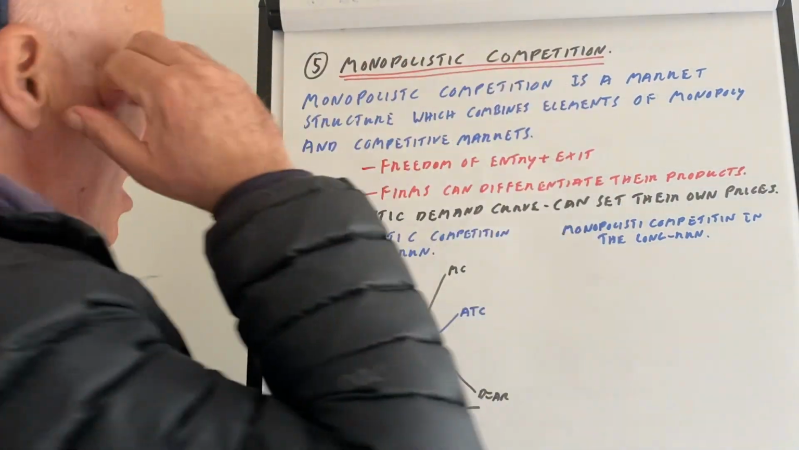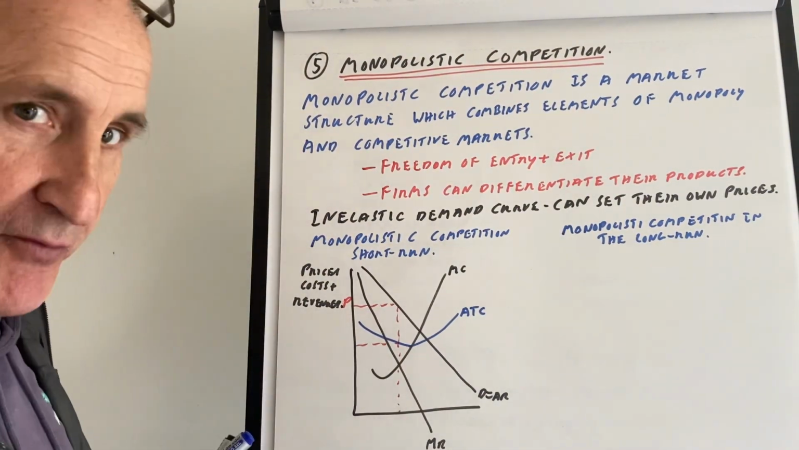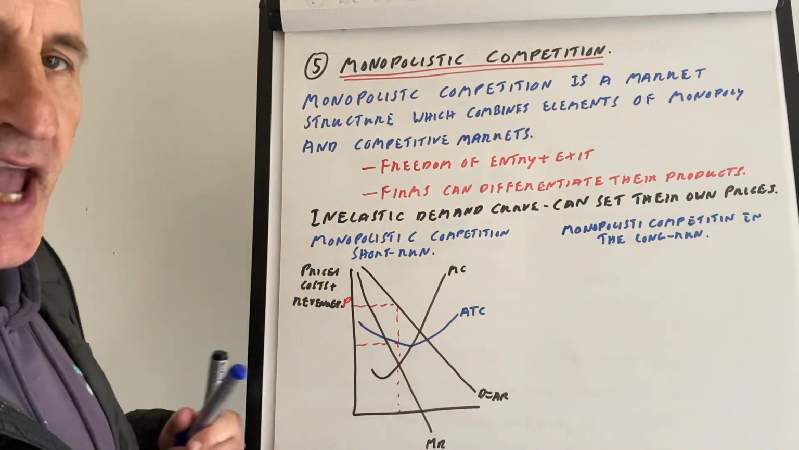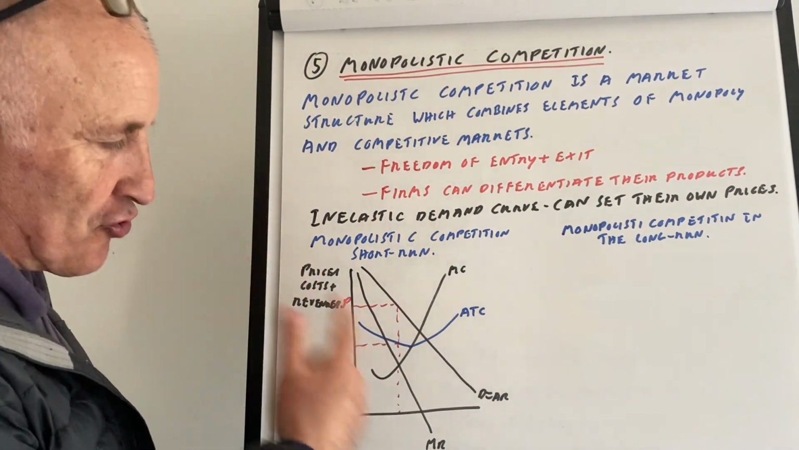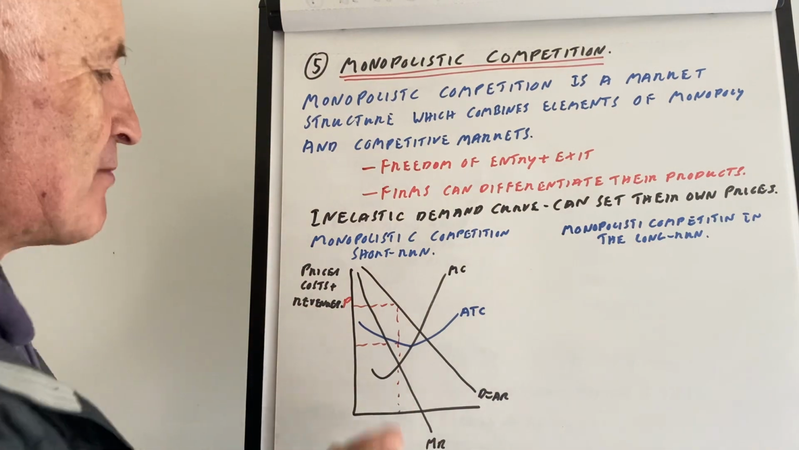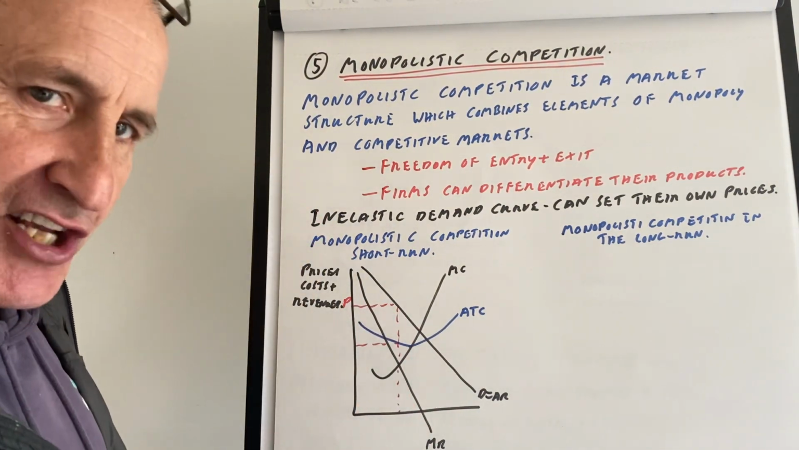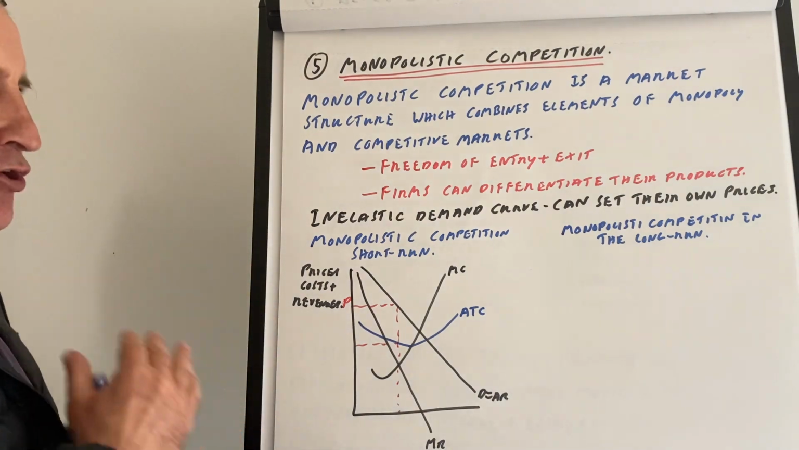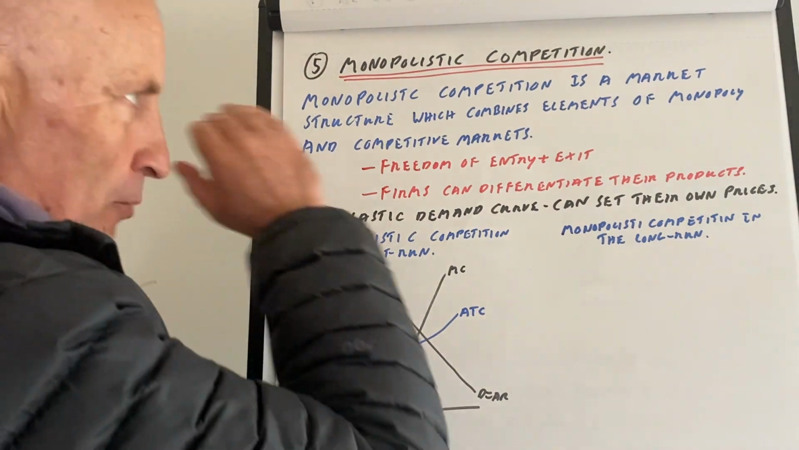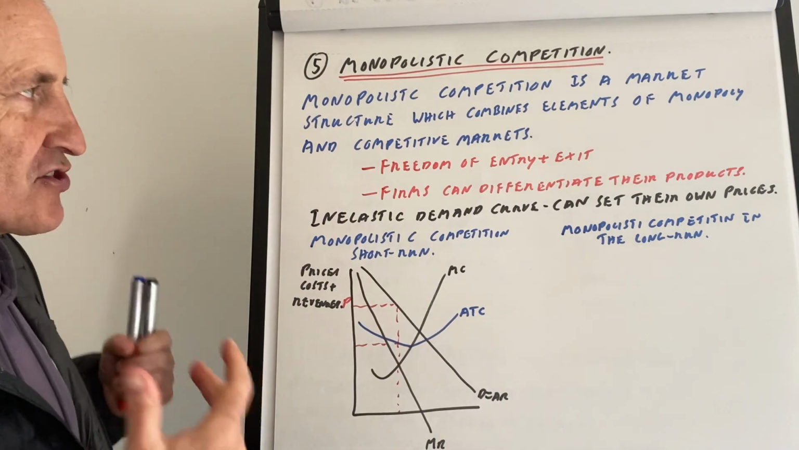Next up, we have monopolistic competition. Now, this is very similar to perfect competition. And once again, we have free entry and exit. Now, in the short run, the diagram is exactly the same as the diagram for a monopoly. If the question says monopolistic competition, then this is not a monopoly, this is monopolistic competition, where there are lots of firms.